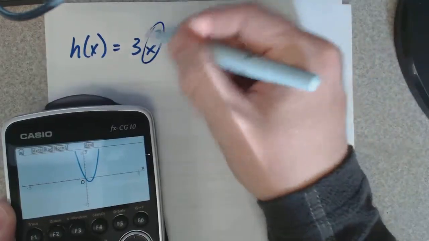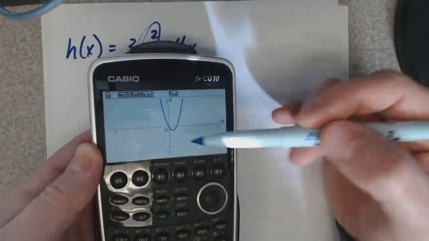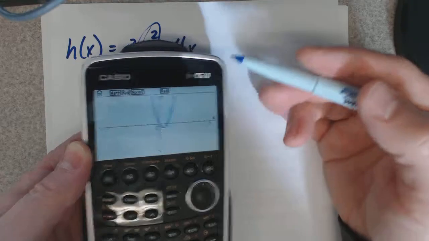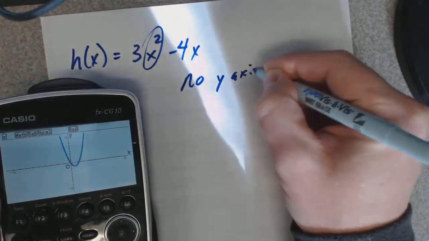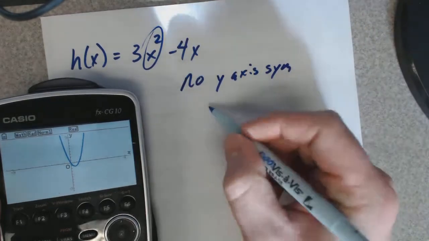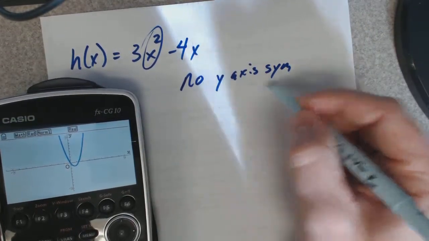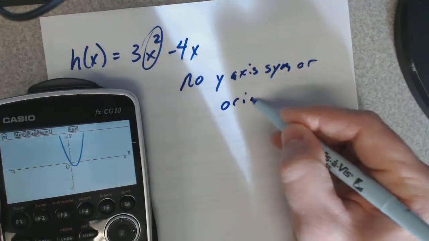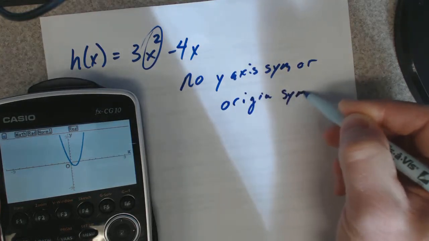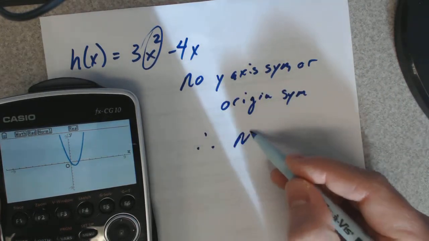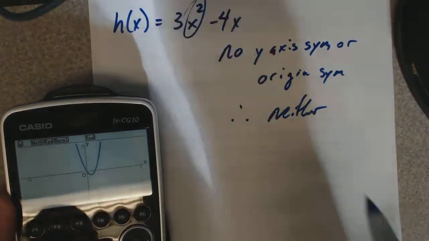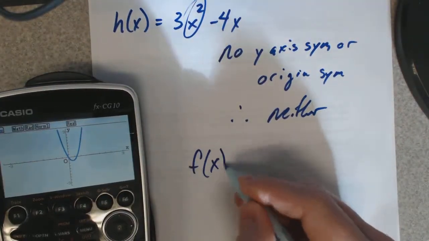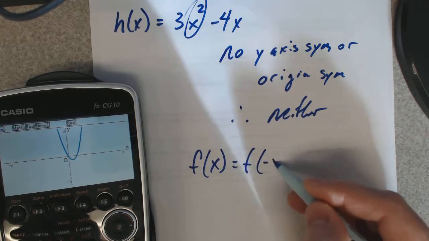The only chance it had was to be even, and in this case, it's not. If I look at the graph of it, it's not even. There's no axis symmetry. There's no origin symmetry. Therefore, it's neither.